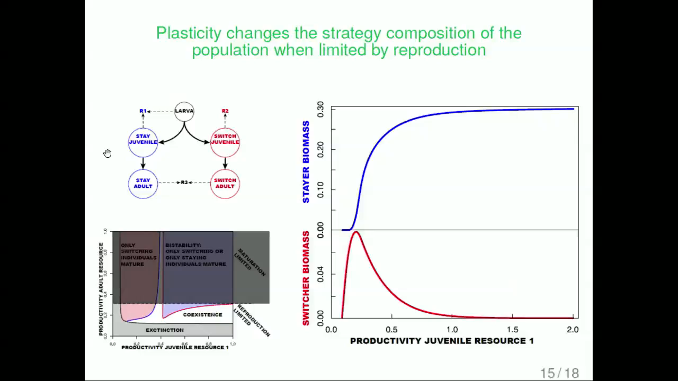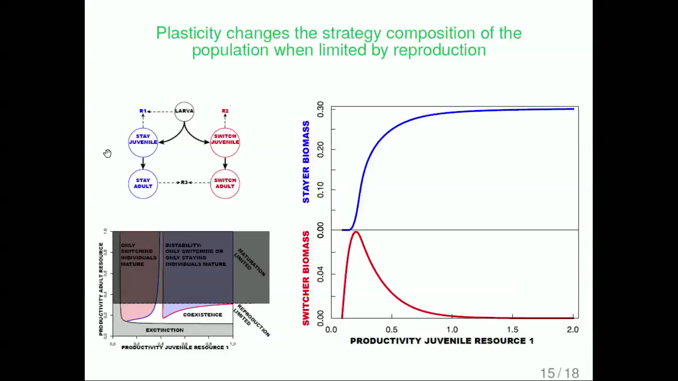With plasticity, what is happening is that I still have the coexistence of the two strategies, but the way they use the resource is somewhat more efficient. At very high productivity for the first juvenile resource, you will see more of those individuals that use the strategy to stay on the resource, because there's just more food. So it's a bit different. They have a better way to use the resource.